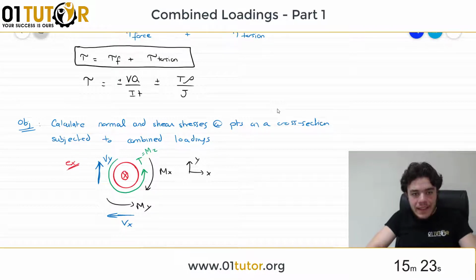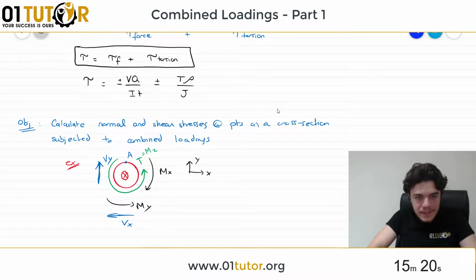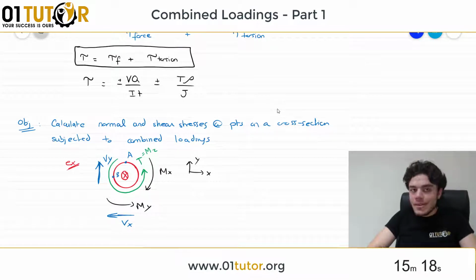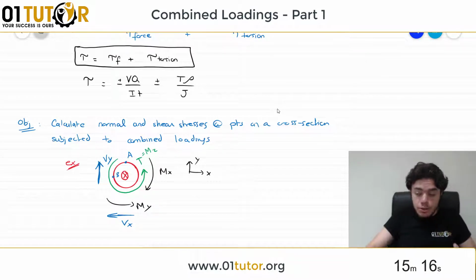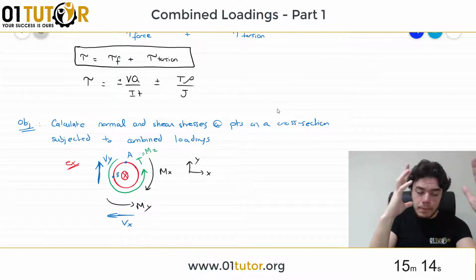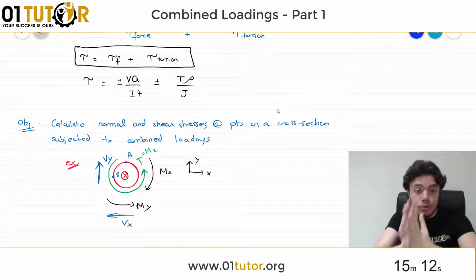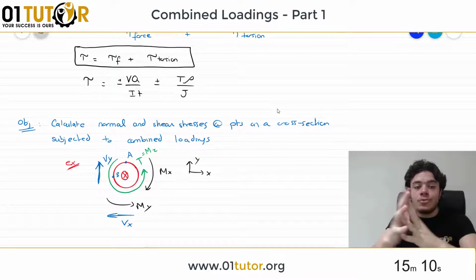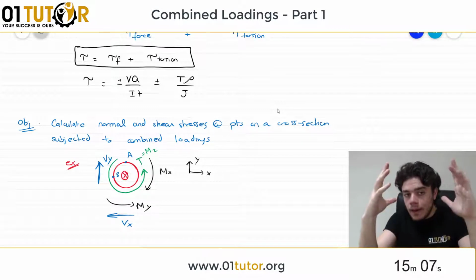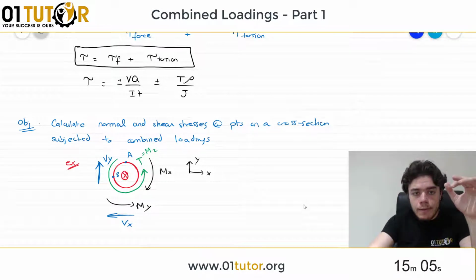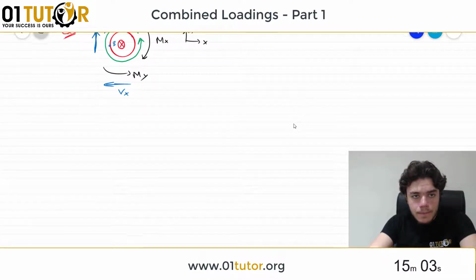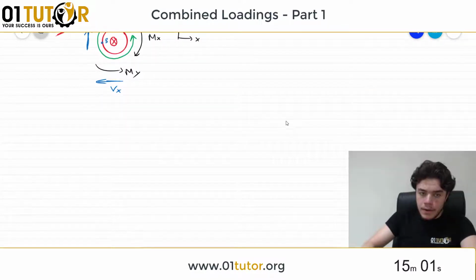So if I ask you to calculate the stress at this point or the stress at this point, how would you do it? This is what we're going to learn: a step-by-step procedure on calculating both the normal and the shear stress at a certain point on the cross-section, given that it is subjected to combined loadings. Okay? Now I'm going to give you a step-by-step procedure on how to do that through an example.